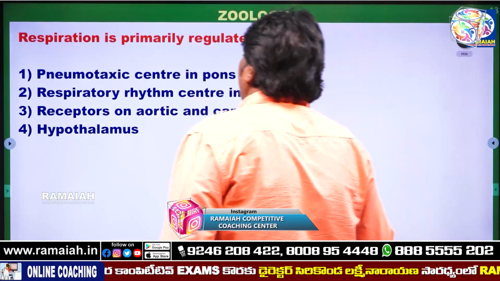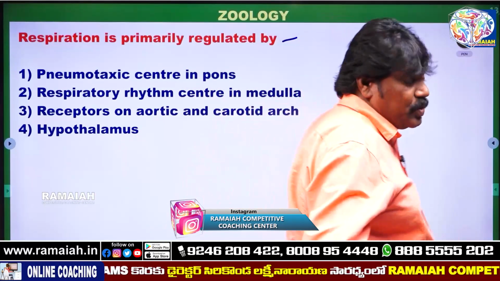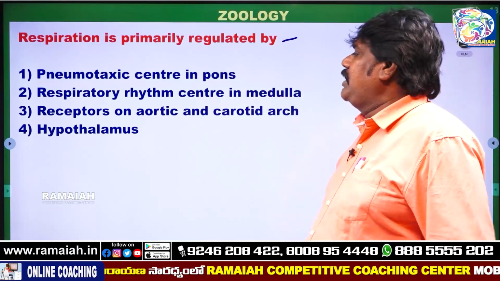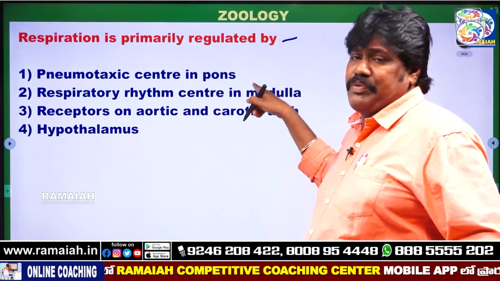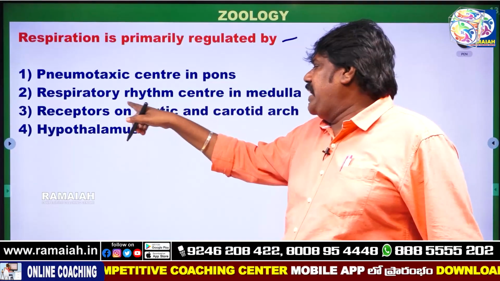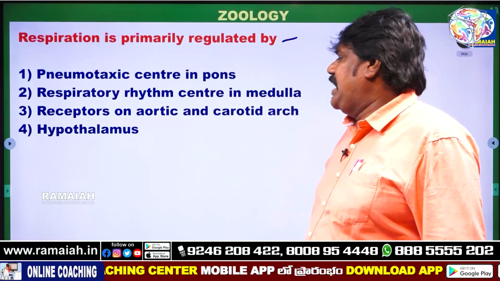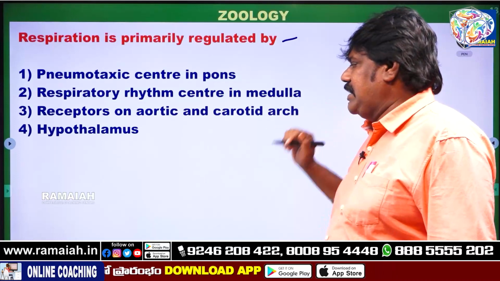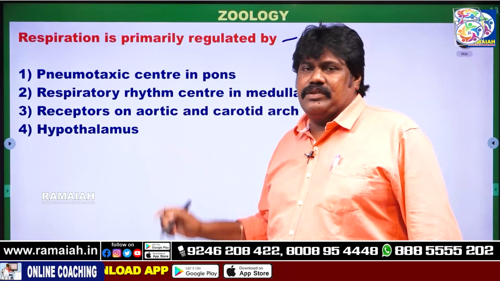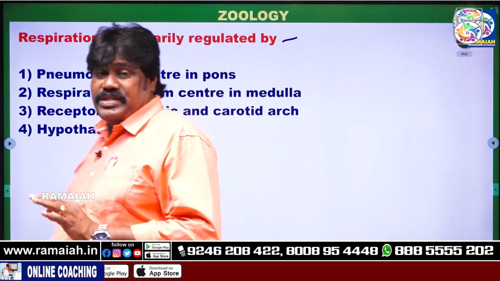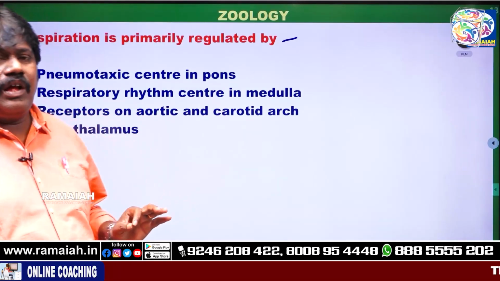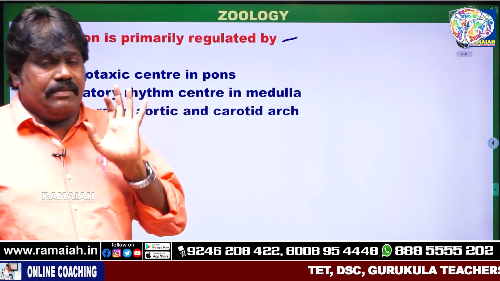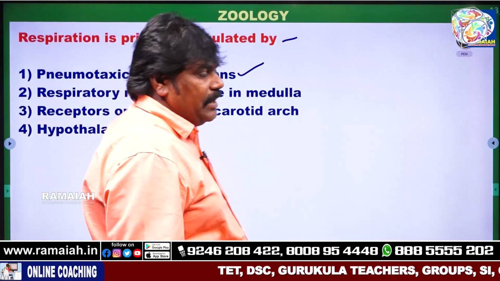Respiration is primarily regulated by, look at this question. Respiration is primarily regulated by the pneumotaxic center in the pons varolii, the respiratory rhythm center in the medulla, the receptors in the aortic and carotid arch, and the hypothalamus. So in this question, how can you identify the right answer? It means the pneumotaxic center in the pons varolii.